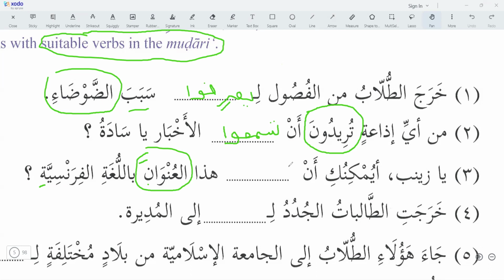Ya Zainabu ayumkinuki an taktubi. Taktubi, and the noon will drop. An taktubi hazal unwana bil lugatil firansiyati. Oh Zainab, is it possible for you to write this address in the French language?